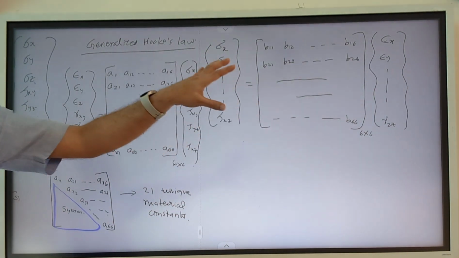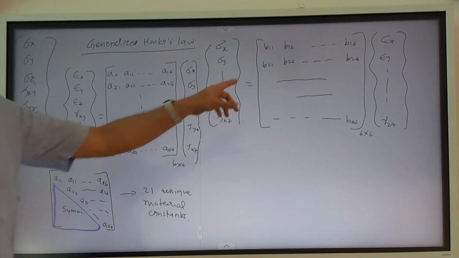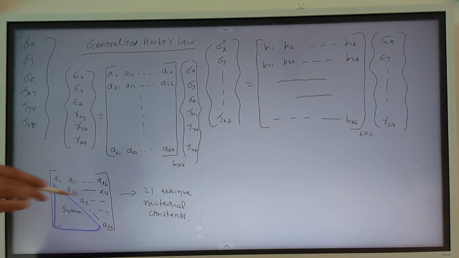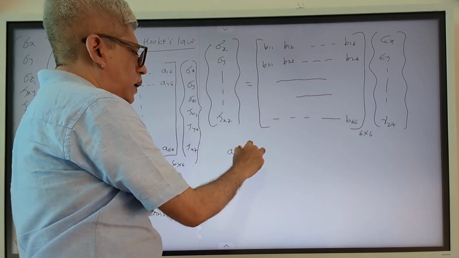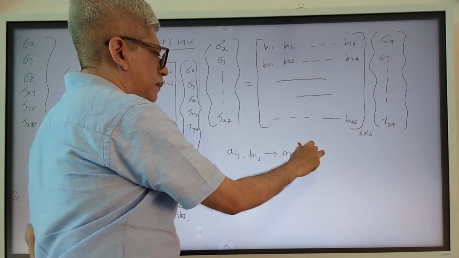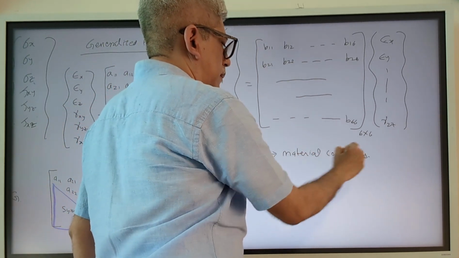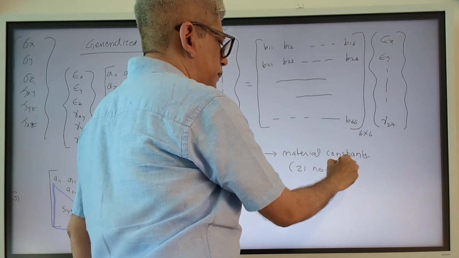Okay, so this is the form of the constitutive matrix, and the terms in this matrix are material constants. So Aij or Bij, they are the material constants, which are 21 in number in general.